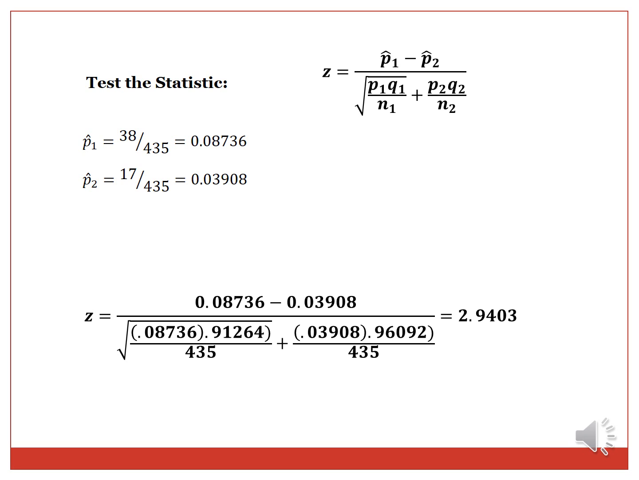So then we plug it in, and our equation is z equals 0.08736 minus 0.03908 over the square root of 0.08736 times 0.91264 over 435 plus 0.03908 times 0.96092 over 434, and that equals 2.9403.